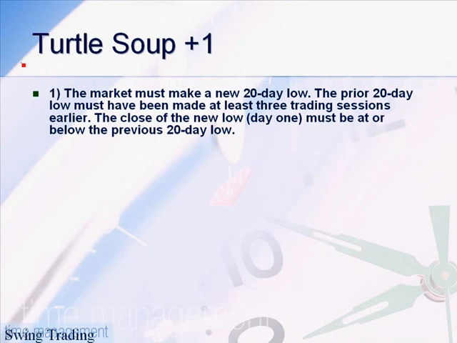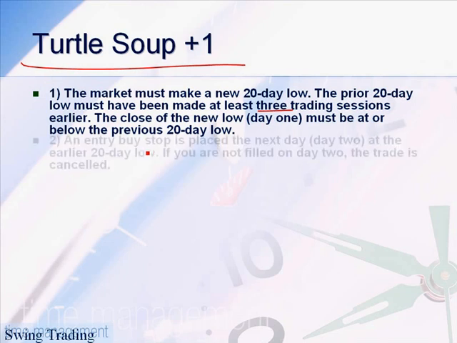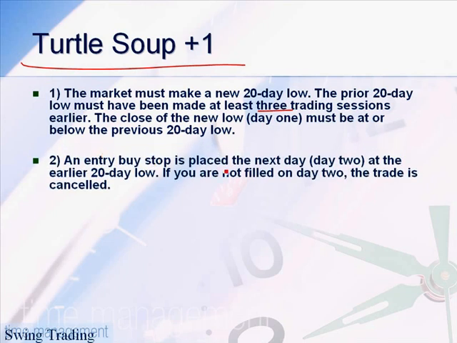The market must make a new 20-day low, same as before. The prior 20-day low must have been at least 3 trading sessions earlier. So you see a slight change there. You see how it can be tweaked. The close of the new low, day 1, must be at or below the previous 20-day low. So you're looking for a close of this new low below the previous 20-day low. An entry buy stop is placed the next day, day 2, at the earlier 20-day low. If you're not filled on day 2, the trade is cancelled.